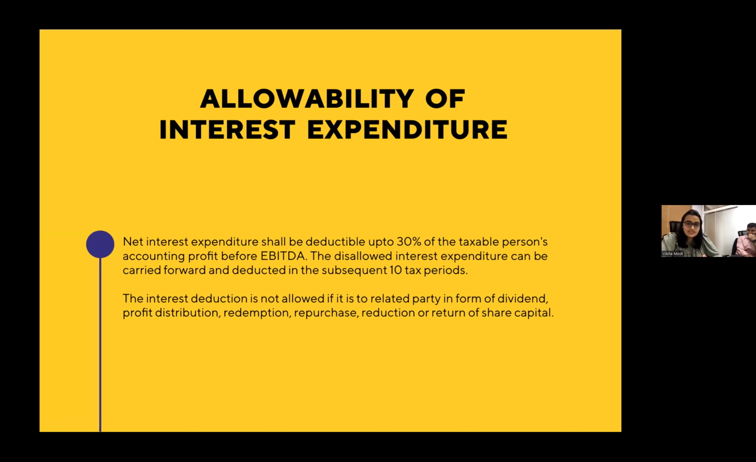If you have interest less than that, then that is fully deductible. If you have more, that is not allowed as a deduction, but you can carry forward that interest for the next 10 years, and you can use the deduction of those interest in the upcoming years. But the interest deduction is not allowed if it is to any related party in the form of dividend, profit distribution, redemption, repurchase, reduction, or return of share capital. So if you are doing any of these with a related party, then they are not allowed as an expenditure.